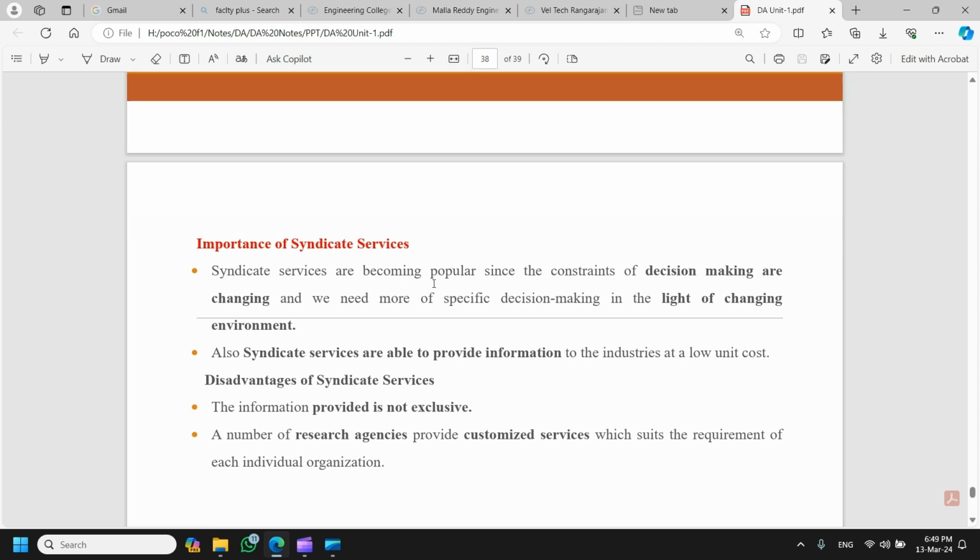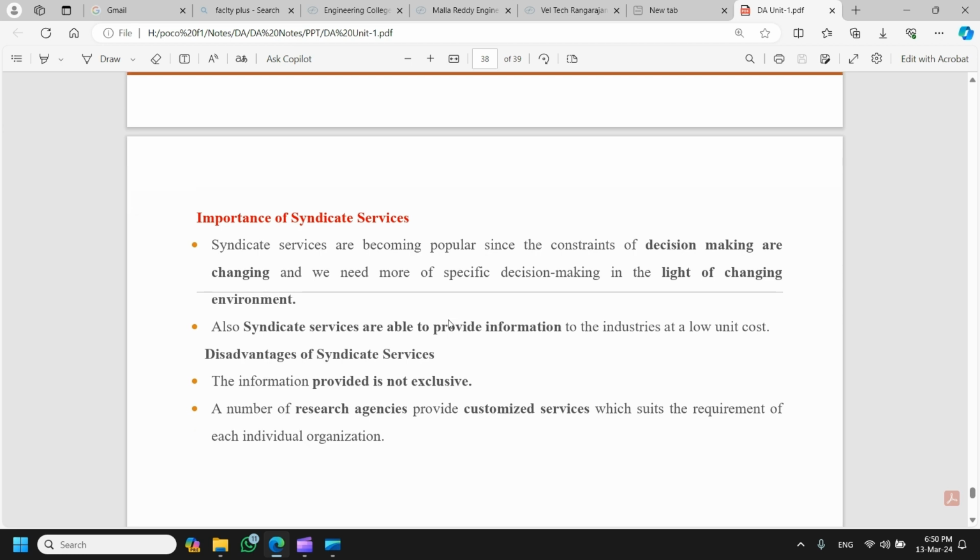Syndicate services have become popular because they support decision making and help with changes in the environment. Syndicate services are also able to provide information about the industry at a low unit cost. A disadvantage of syndicate services is that the information provided is not exclusive.